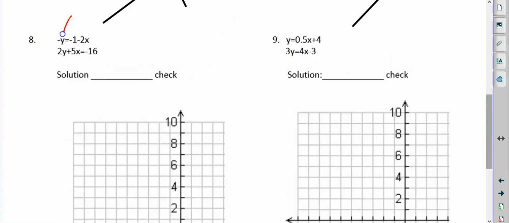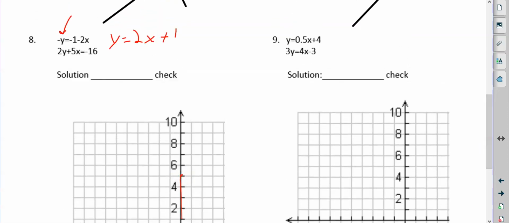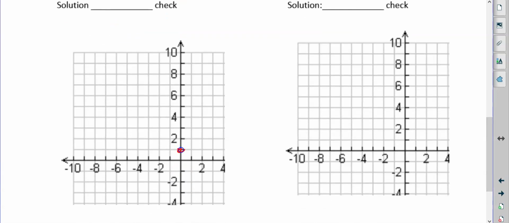Now, this one you got to pay attention to. It's negative y. We don't want that. So we're going to make it y equals. Over here, we're going to make these both positive. And I also like to always have the x first. So 2x plus 1. Which means the y-intercept of 1. And a slope of 2, which means up 2, right 1, up 2, right 1, up 2, right 1. And again, down 2, left 1. The more points you have, the more accurate your line is going to be.